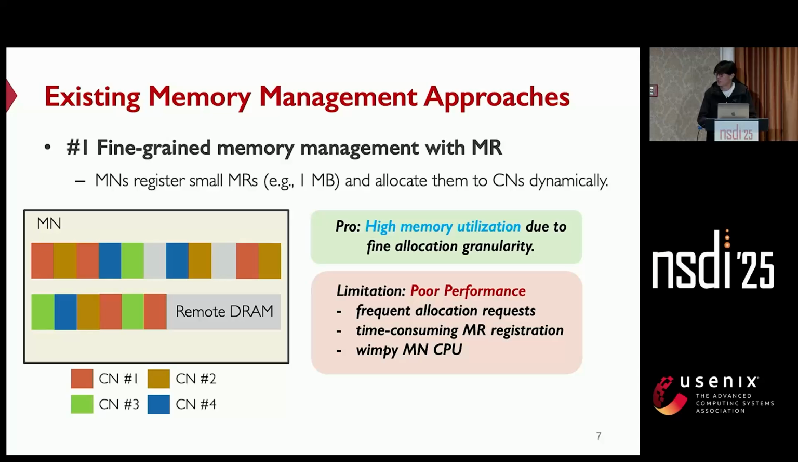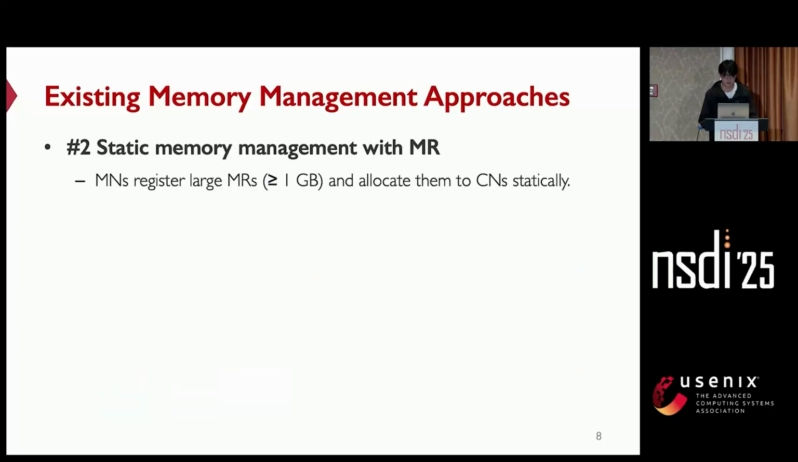However, this approach can significantly degrade the performance of compute node because it requires the compute node to frequently send memory allocation and deallocation requests. And the time-consuming and CPU-intensive memory region registration process can also become a performance bottleneck in the whole system, especially with the limited computing power of the memory node CPU.